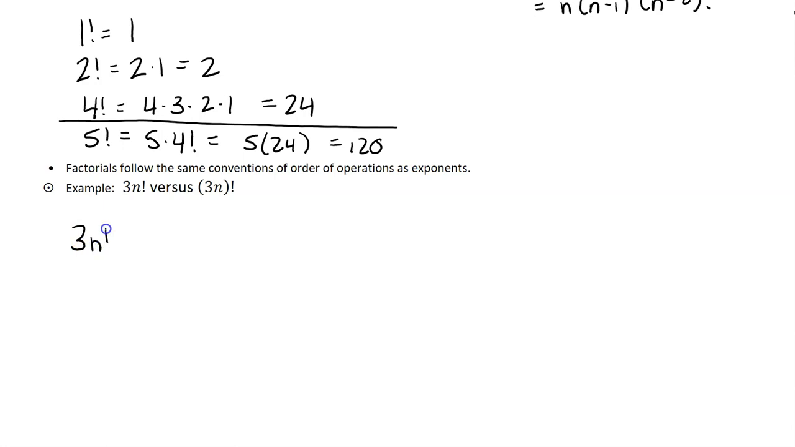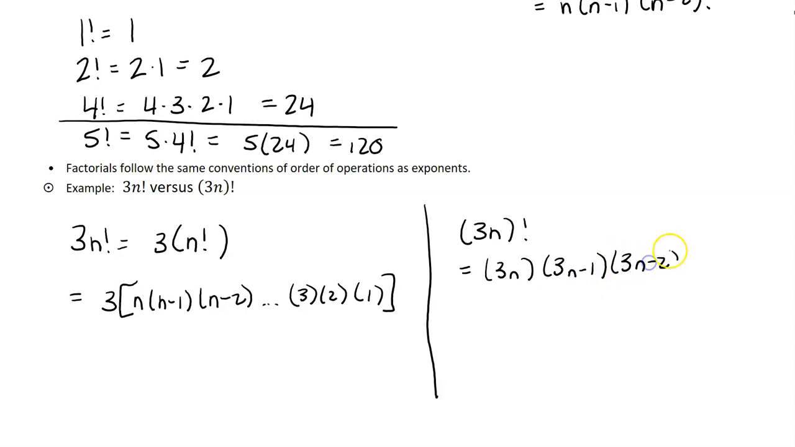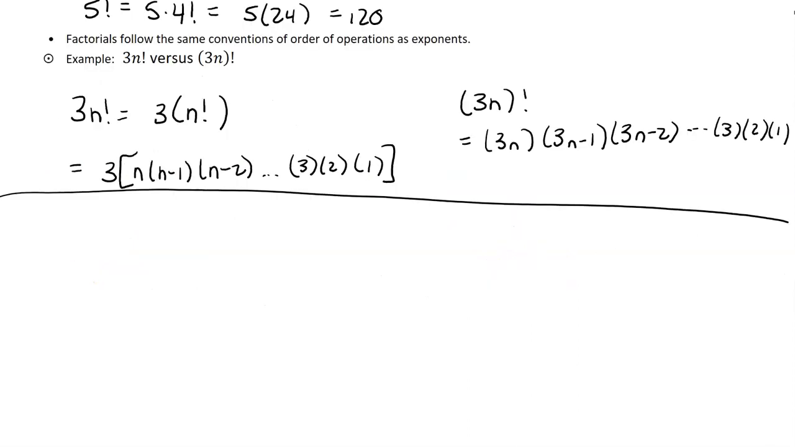So 3n factorial is the same thing as 3 times n factorial, which would be 3 times n minus 1 times n minus 2, all the way down to 3 times 2 times 1, or however big this n happens to be. Whereas (3n) factorial would be 3n times 3n minus 1 times 3n minus 2, all the way down to 3 times 2 times 1. So you can see the difference between the two. In this one, the 3 is not included in the factorial, but in this one, because of the parentheses, it is.